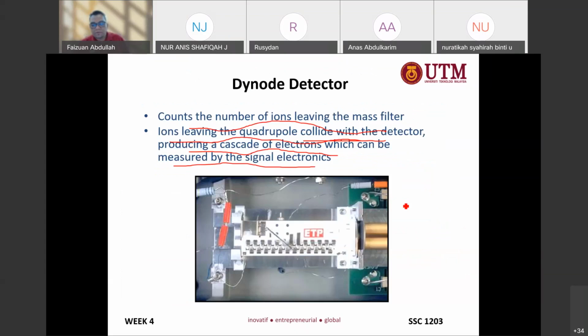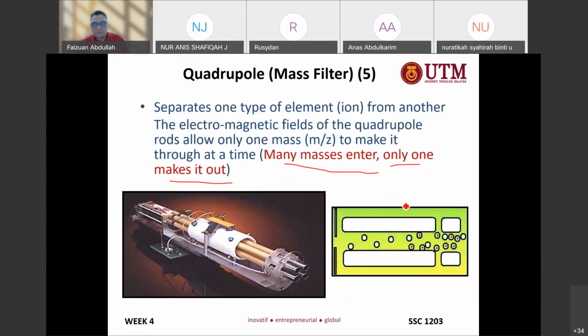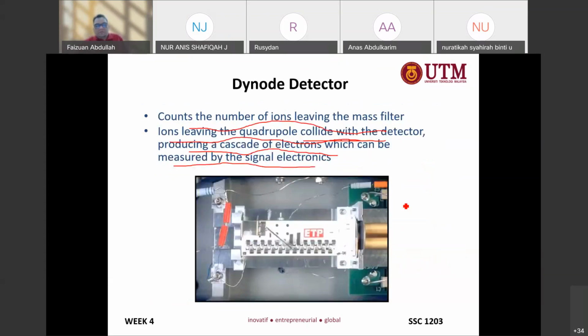The ions that pass through the quadrupole are being identified. The dynode detector will count every single ion leaving the quadrupole, leaving the mass filter. The ions leaving the quadrupole collide with the detector, producing a cascade of electrons which can be measured by the signal electronics. So remember, every single element has a unique mass. This is how the dynode detector detects.